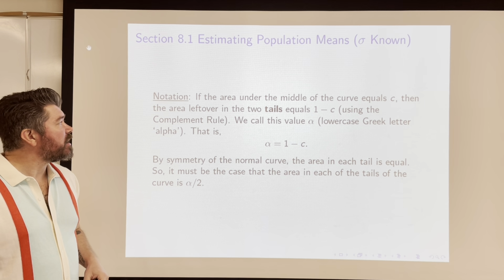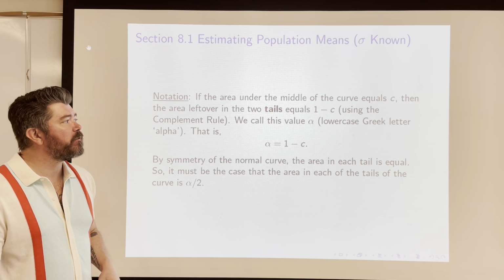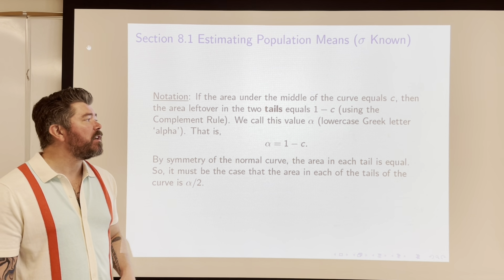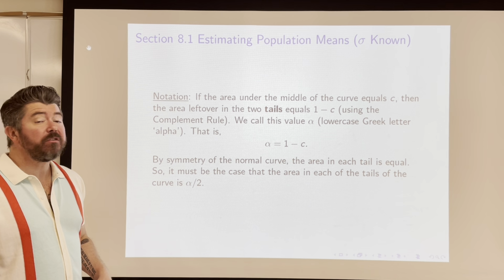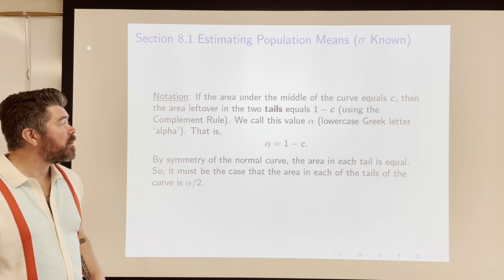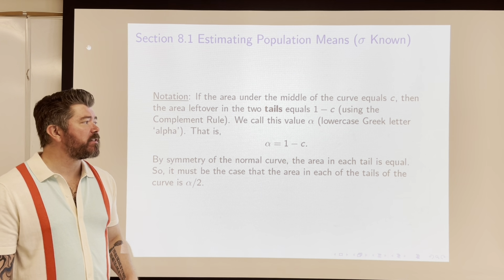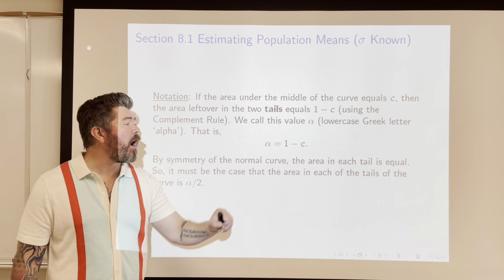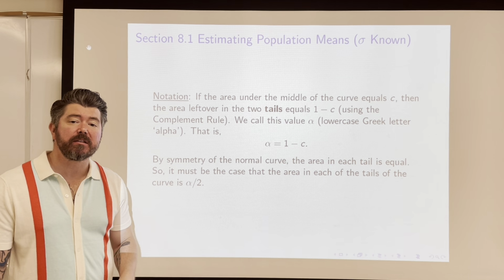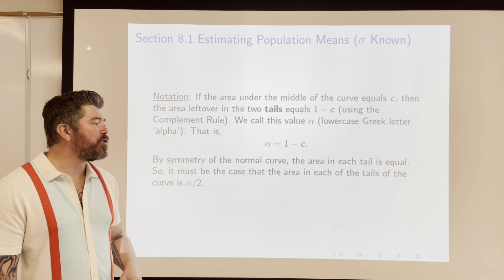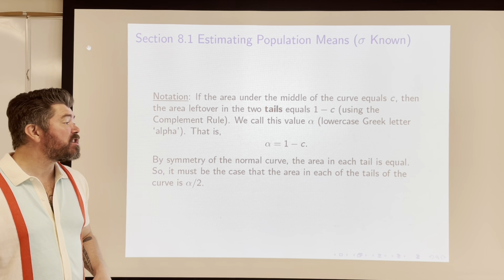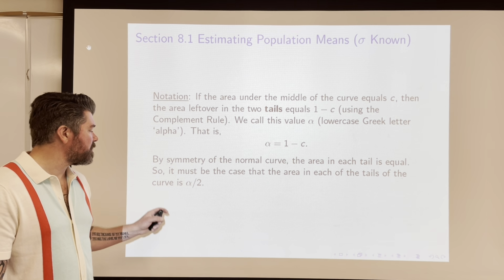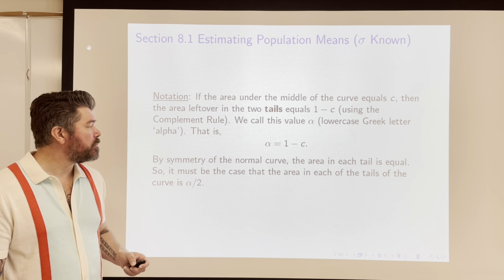Now, the notation here: if the area under the middle of the curve equals C, then the area left over in the two tails equals 1 minus C. So using the complement rule, this was from chapter 4, we call this value alpha, our lowercase Greek letter alpha. That is, alpha is the complement of our confidence, so it's 1 minus our confidence. By symmetry of the normal curve, the area in each tail is equal. So it must be the case that the area in each of the tails is alpha over 2.